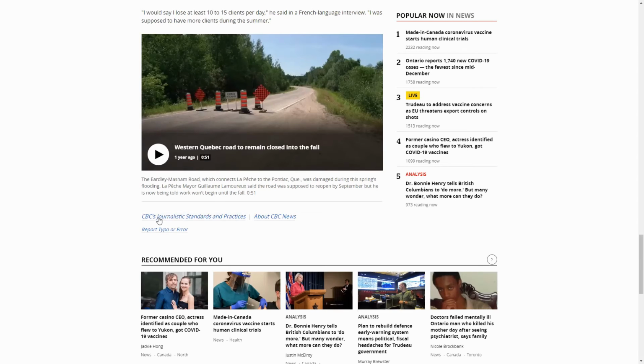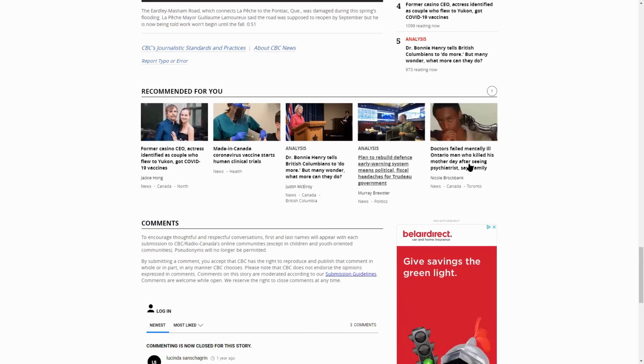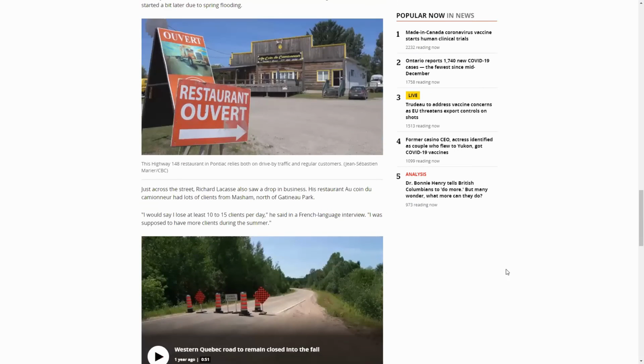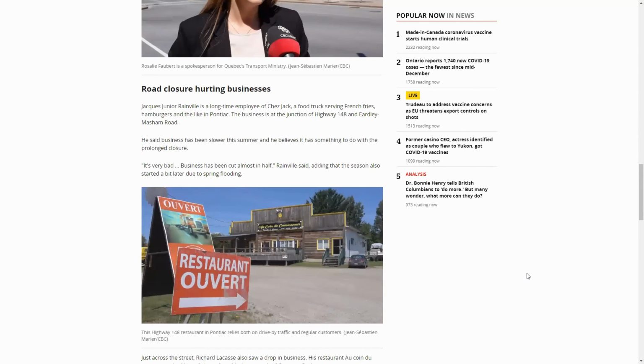That is to include a link to your ethical guidelines, a link to information about your media outlet, and then a link so that people can easily contact you if they have a complaint or if they want to report an error. And then further down below, there are automated links to stories that might be of interest to readers, and we have the comments section. So that's the anatomy of a typical news story in a nutshell.